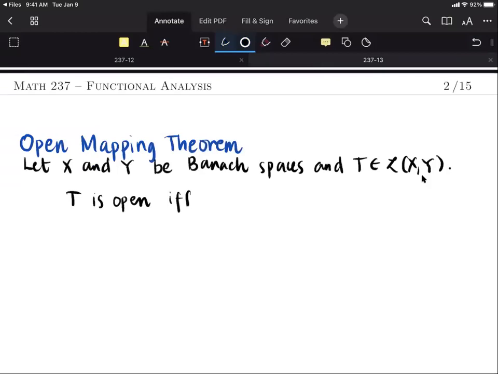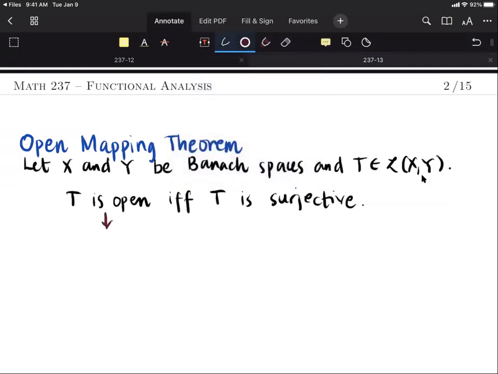if and only if T is surjective. So for Banach spaces, surjectivity and openness for bounded linear operators are equivalent.